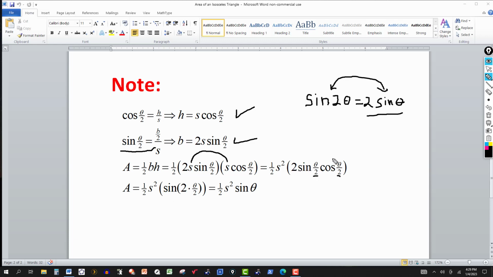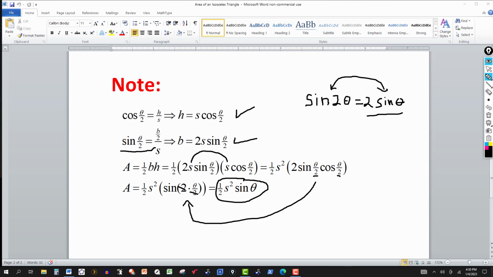So this tells me then that for this part right here, notice the 1/2 S squared is the same over here. It tells me you have twice the sine of an angle times the cosine of that same angle. In this case, the angle is theta over 2. Then that's going to be the same thing as the sine of twice that angle, in this case 2 times theta over 2. So what happens here, of course, these 2 cancel out. And I get 1/2 S squared sine theta. And that's the way you derive it without using the other formula that I mentioned.